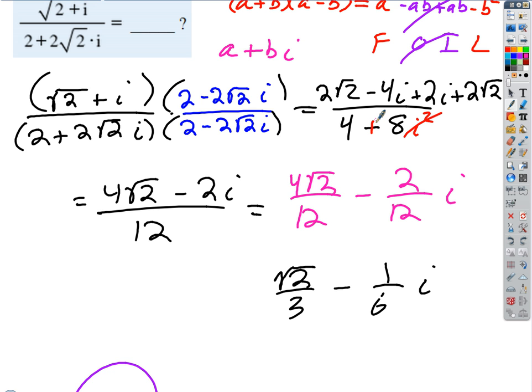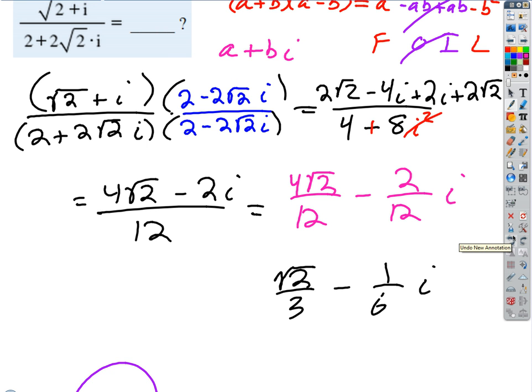Okay, so the bottom's easy. The bottom's always going to work out nicely to be an integer. In this case, we just get a 12. Top, we have to go through and do the whole FOIL process. So square root of 2 times 2 is just 2 times the square root of 2, right? Outside product, square root of 2 times -2 square root of 2i. Well, in that case, which two factors would we multiply together first if we're doing those two guys together? Square root of 2's, right? Square root of 2 times square root of 2 is 2, times -2 is -4i, right? Okay?